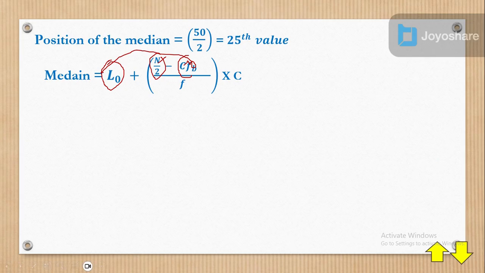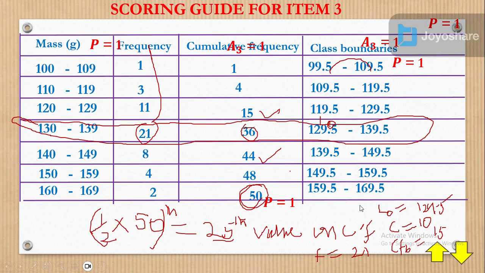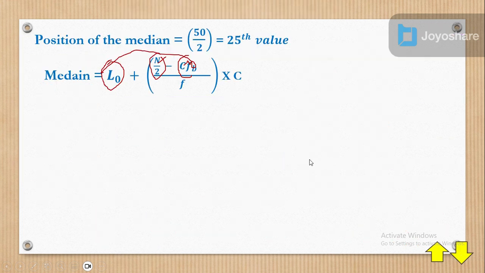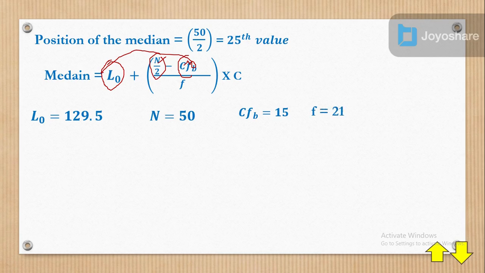Now what do you mean by median class? Median class is what I've shaded here. What I've shaded here like this is what we call a median class. All our answers come from there. Let's go and see the substitutions very fast. Maybe to summarize. So L0 is equal to 129.5. Then N is equal to 50. CFB is equal to 15. F is equal to 21. And C is equal to 10.